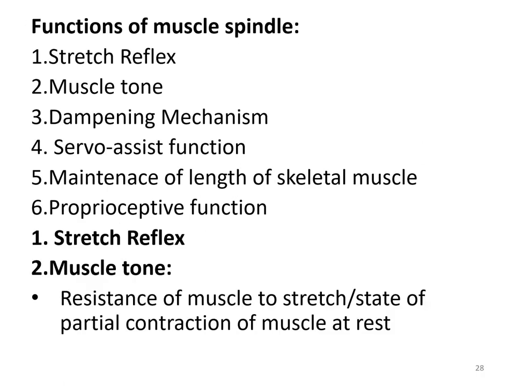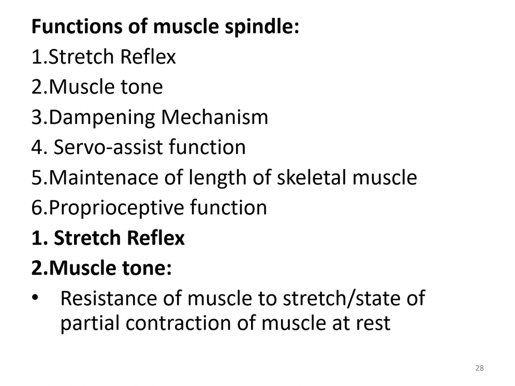Let us now study the functions of muscle spindle. Some of the functions of muscle spindle are stretch reflex, maintenance of muscle tone, damping mechanism, servo assist function, maintenance of length of skeletal muscle, and a receptor function, that is a proprioceptive function. The first function, the stretch reflex, we have already discussed in detail, so I'll not be repeating it again.